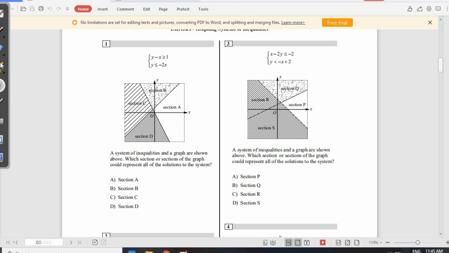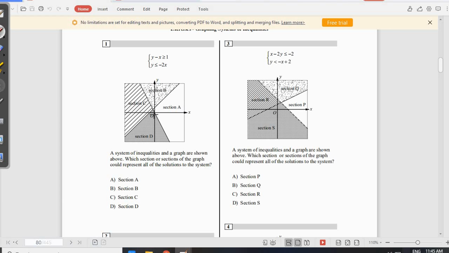Okay, let's solve question number 1. We see a graph here, and they're asking: a system of inequalities and a graph are shown above. Which section or sections of the graph could represent all of the solutions to the system? So we're looking for the section where we could see all parts of the shaded regions.